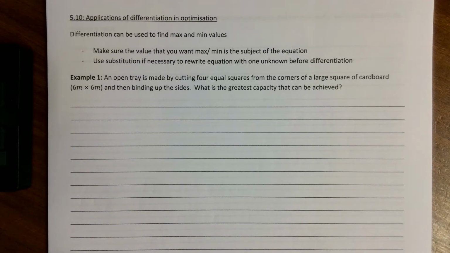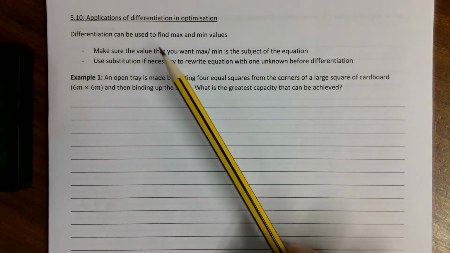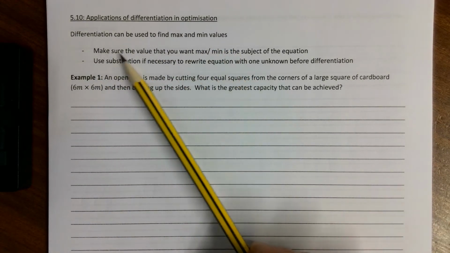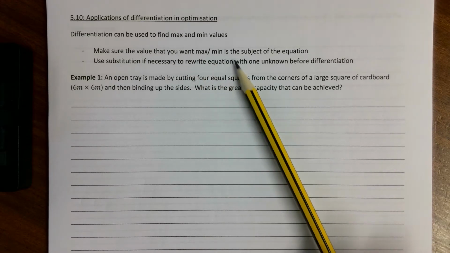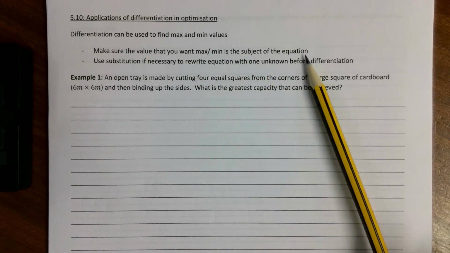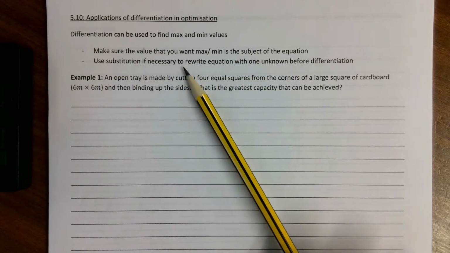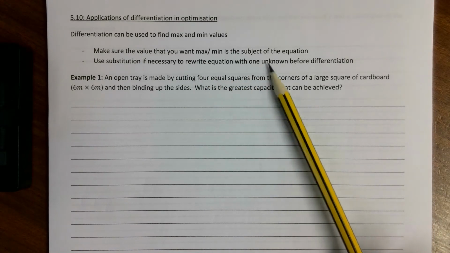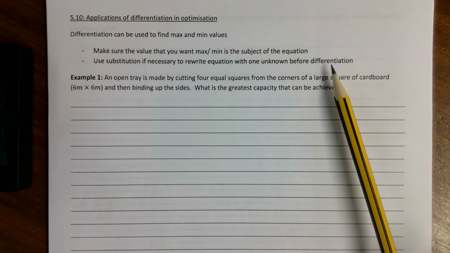This is GCSE Further Maths Pure. We're in Chapter 5, Differentiation, and we've just moved on to 5.10, Applications of Differentiation and Optimisation. Differentiation can be used to find maximum and minimum values. Make sure the value that you want, maximum or minimum, is the subject of the equation. Use substitution if necessary to rewrite the equation with one unknown before differentiation.